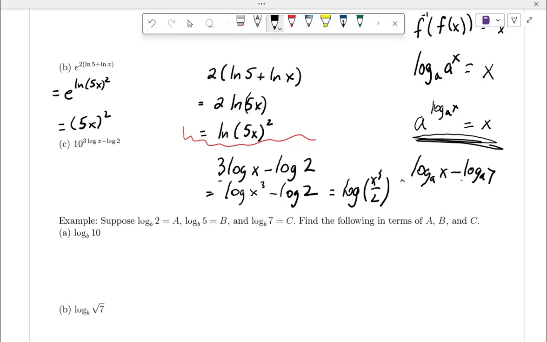All right, so this was on the exponent, right? So right now I've got 10 to the log of x cubed over 2. But when we write log by itself with no base, what base are we assuming? 10. So the 10 and the log are what? Inverses. So what's this going to simplify to? Good, x cubed over 2. Exactly.